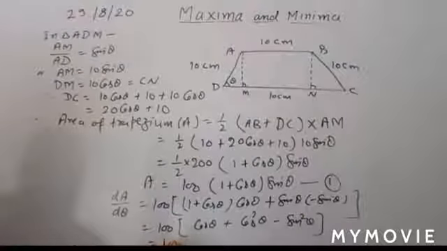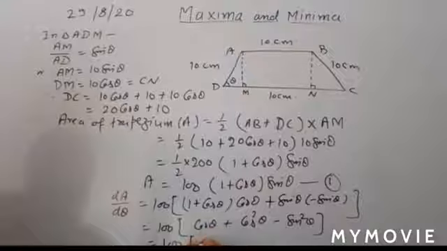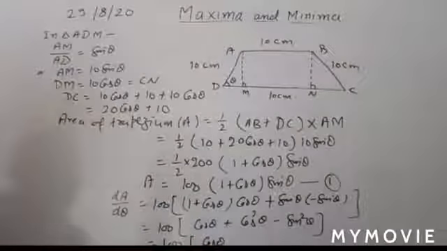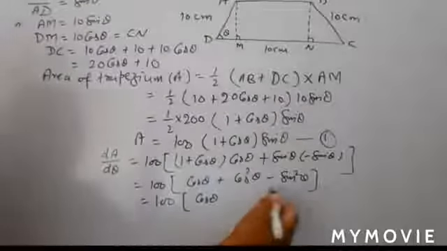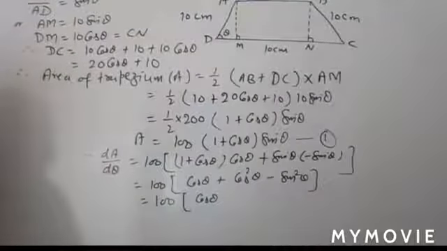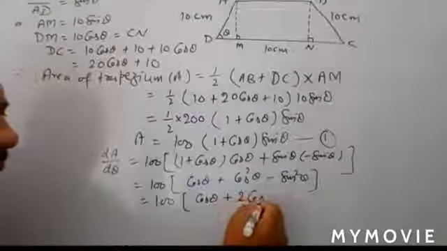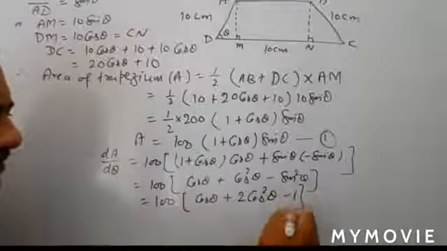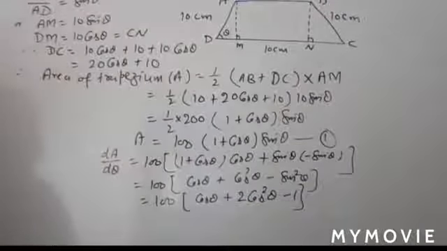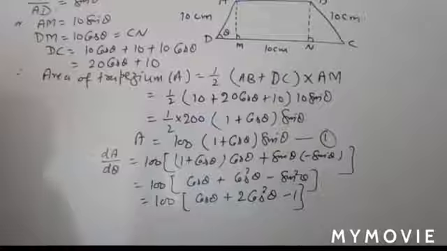So 100 into here you have cos theta and cos square theta. Just listen, cos square theta minus sin square theta can be written as 2 cos square theta minus 1. You can write in this way. Okay, no problem for that.